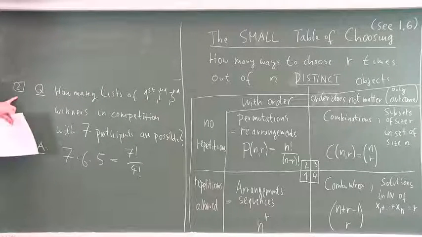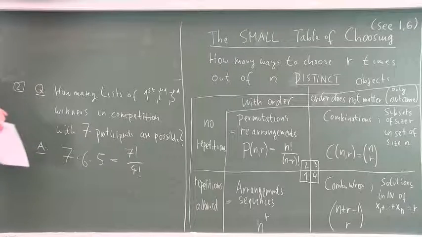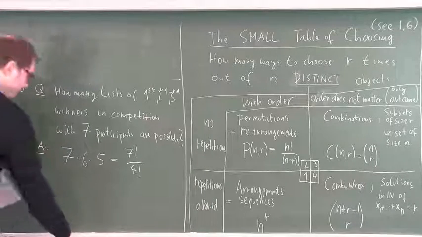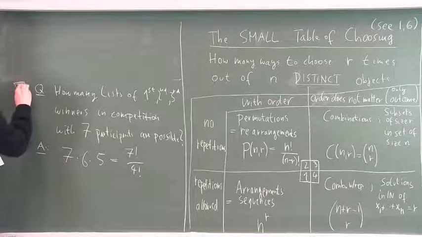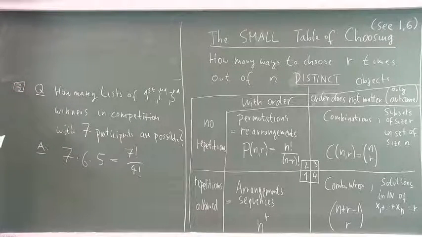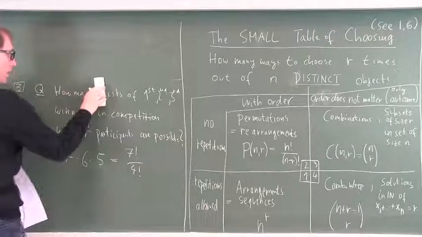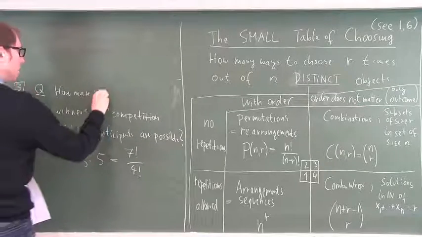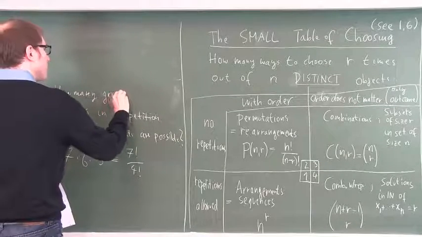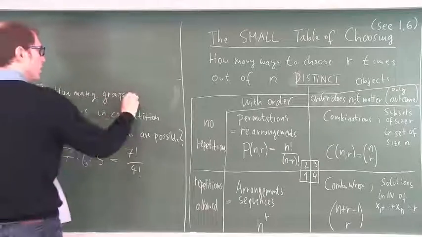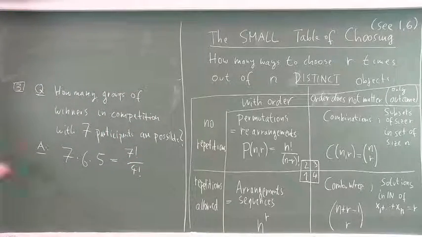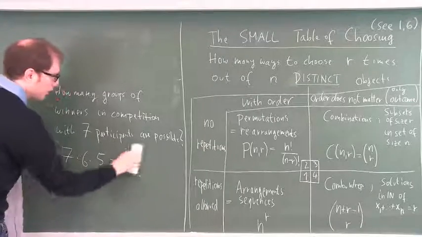Okay, so for number 3, let's just change the question a little bit. I want to ask how many groups of winners in a competition with 7 participants are possible.